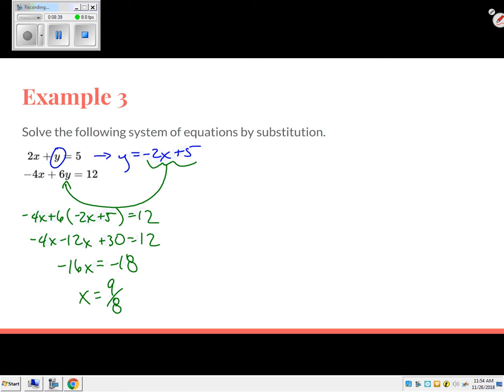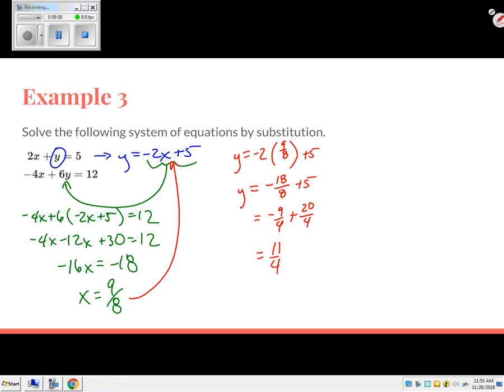Now here's where you're going to see me say back substitute. So I'm going to go back to some previous work that I've done. It's y equals negative 2 times x, and instead of x, I'm going to put in 9/8, plus 5. So I get negative 18 over 8 plus 5. I'm going to call it negative 9/4. I might change that 5 to 20 over 4. That'll make it easier to work with. I know some of your calculators do that. Kudos to you. But 9/8, 11/4. That number would have been very hard to get by graphing. You'd have to be pretty stinking precise on it.